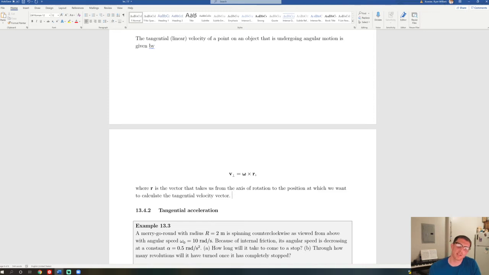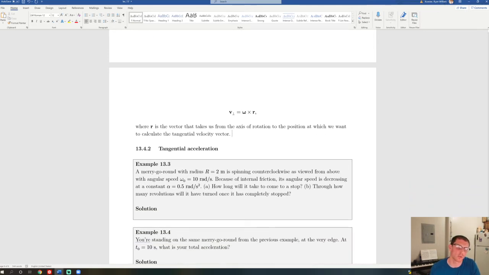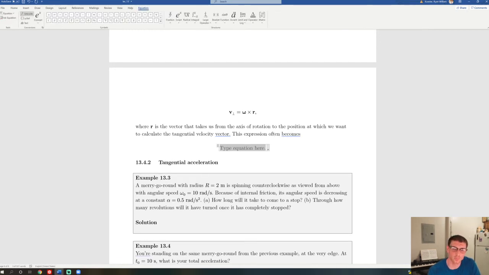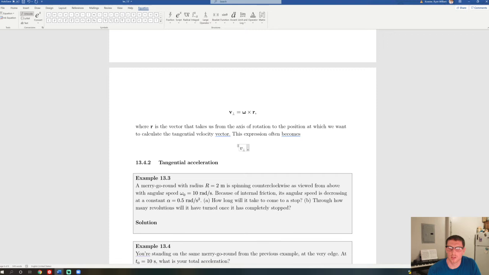And what I want to say is that 9 times out of 10 for us, unless we have some complicated three-dimensional situation we need to analyze, which I don't think we'll really do, this expression often becomes, and now we're just going to talk about the magnitudes, right? So the magnitude of the tangential velocity, i.e. the tangential speed, is just given by r omega.